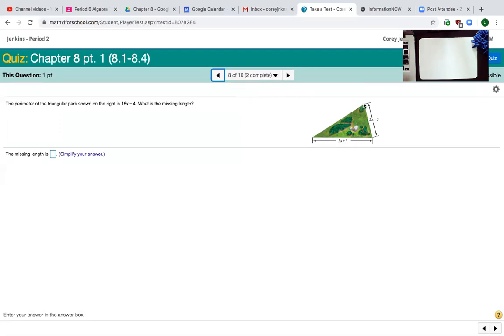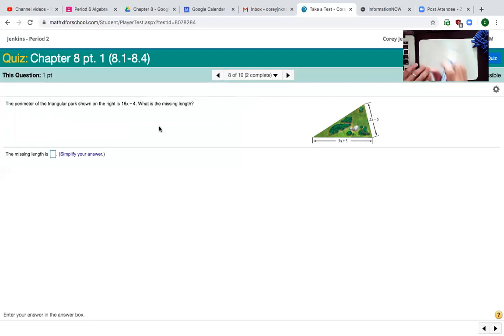So what is the length of this, right? So how do we find perimeter? We add up all the sides. So it's 5x plus 3 plus 2x minus 5 plus what equals 16x minus 4.